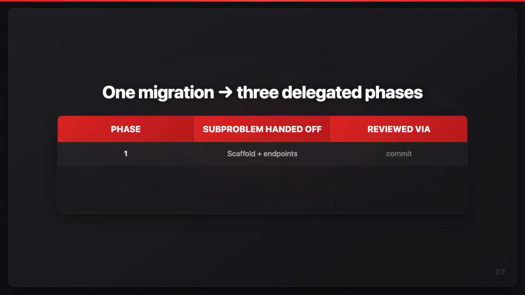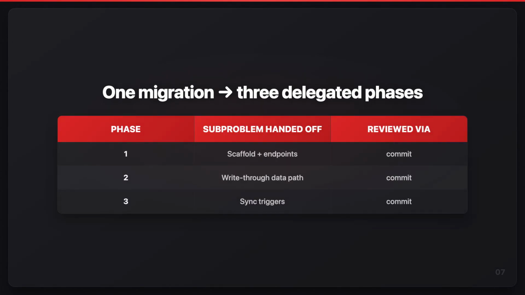Here's it working on my own shipping app. I had a data migration that was too big to trust to 1 session. So I cut it into 3 phases and delegated each one to its own subagent. Phase 1 built the scaffold. Phase 2 wired the data path. Phase 3 added the triggers. 3 bounded subproblems, 3 focused subagents that couldn't drift, and 3 clean commits I could review. The parent session never lost the plot.